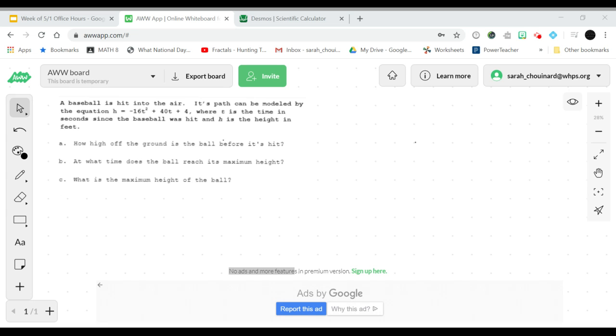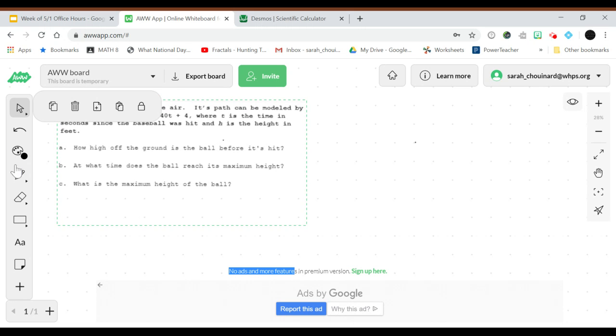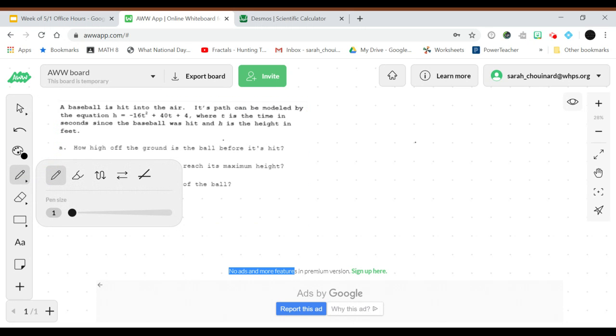All right, so we're going to do a vertical motion problem here. They want to know how high off the ground is the ball before it's hit. We know that's the y-intercept, and the y-intercept is always the c value. So in this case, the c value is 4. So to start, the ball is going to be 4 feet off the ground.